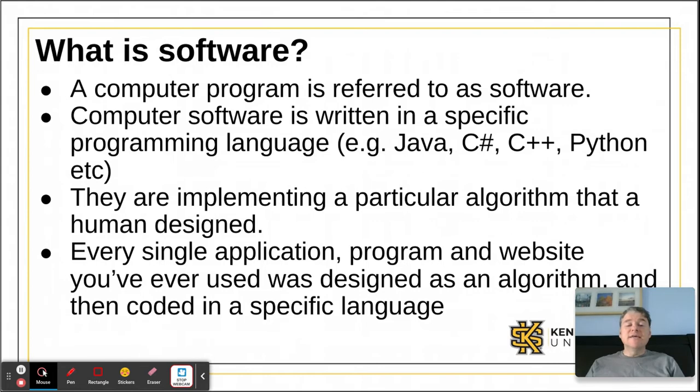And so this is the harder part of writing software. It's coming up with exactly what it is that you want the software to do and exactly what you want it to do at each individual point as it is running. So every single application, every program, every website you've ever been to, they were all designed as an algorithm, and then they were coded in a specific programming language. And that programming language then made it machine executable code, and the machine is just executing it basically the way that we saw it's able to do that with the AND gates and the OR gates.